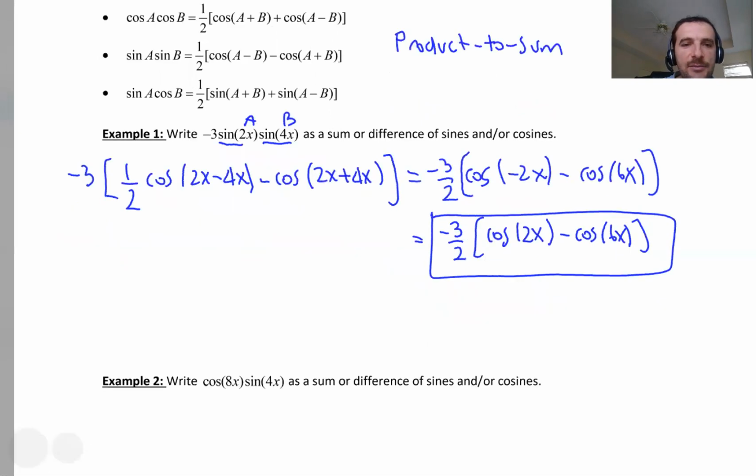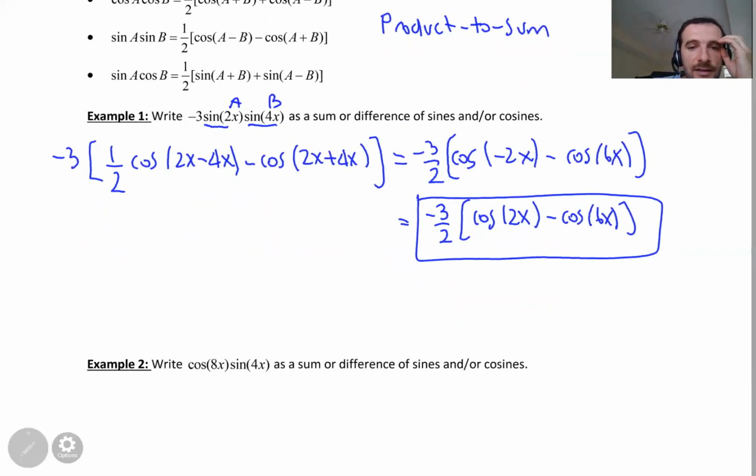Let's look at the next example. Cosine 8x times sine 4x. Okay, so this time we are gonna use the third formula, right? But what is A and what is B in this case? Be careful. To use this formula, we need to have sine first and cosine next. That's why in the setup, A is 4x and B is 8x. So that whole thing, maybe I can also put equal here.